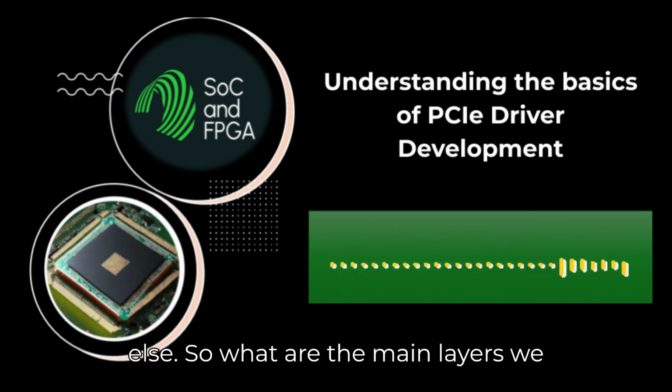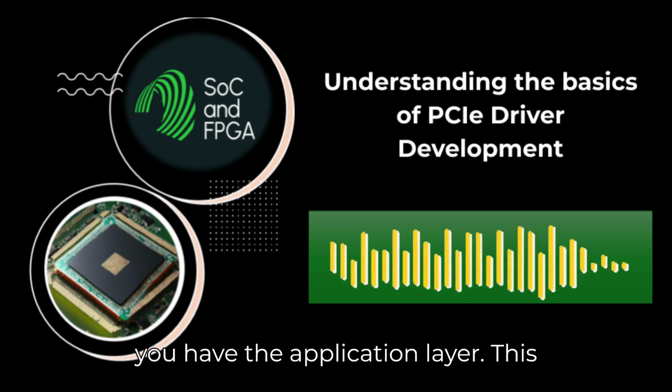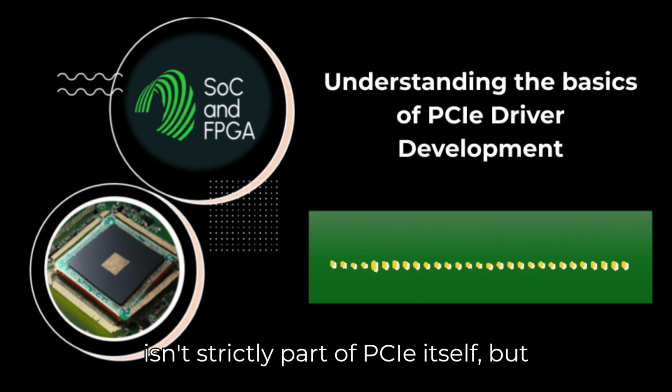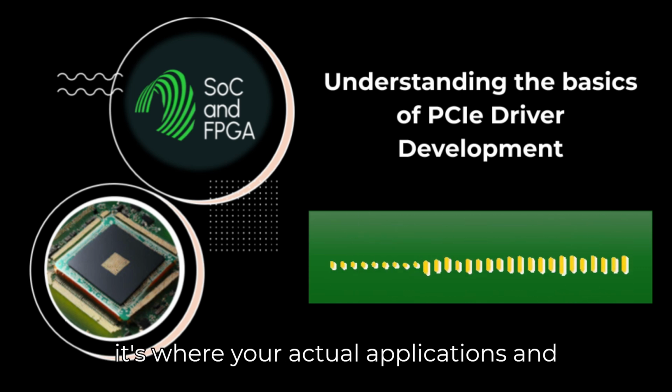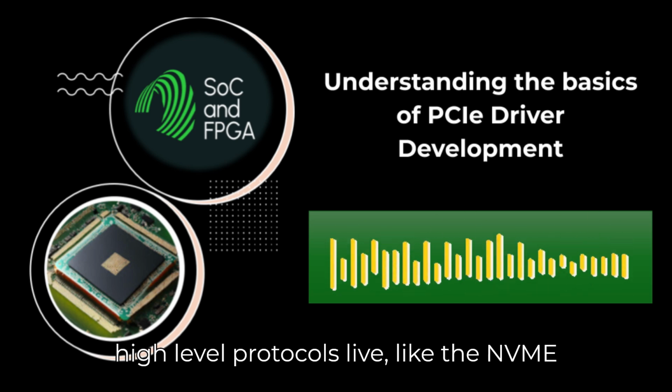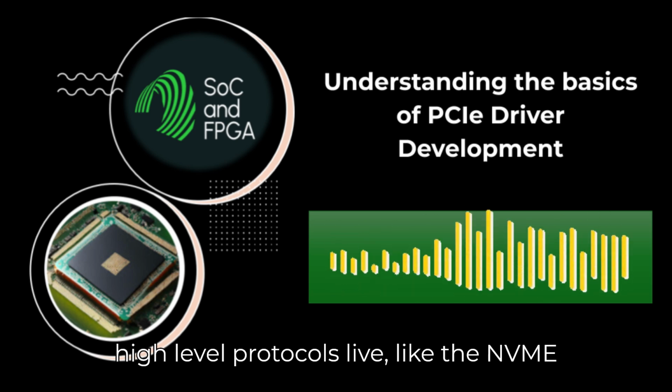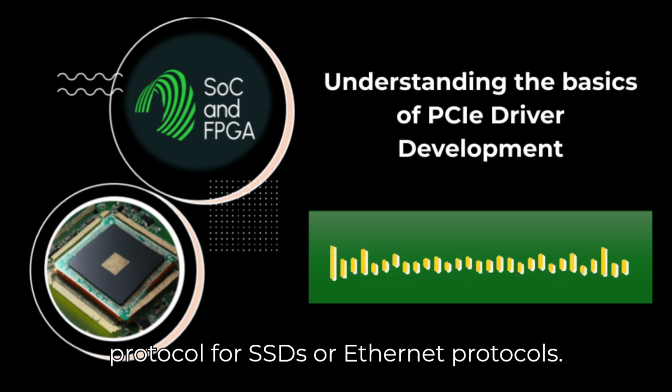So what are the main layers we should know about? Okay, starting at the top, you have the application layer. This isn't strictly part of PCIe itself, but it's where your actual applications and high-level protocols live, like the NVMe protocol for SSDs or Ethernet protocols.